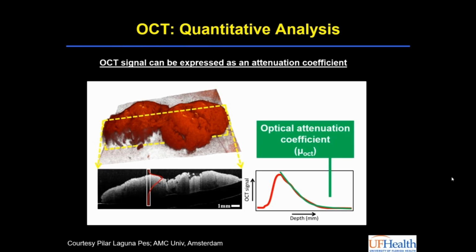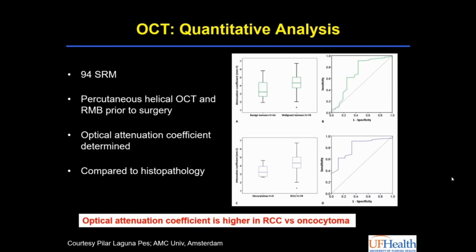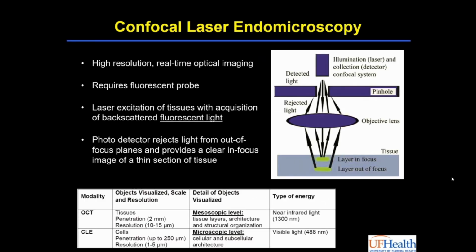Taking it further, you can derive quantitatively a signal called optical attenuation coefficient from OCT, and this can be a quantitative value that can be expressed. And then they determined not only can we look at some visual characteristics, but we can also use this optical attenuation to help determine which is likely to be a kidney cancer or renal cell carcinoma, which has a higher optical attenuation coefficient than the benign tumors, oncocytoma, which have a lower attenuation coefficient. So again, it suggested that this could potentially tell us one versus the other.